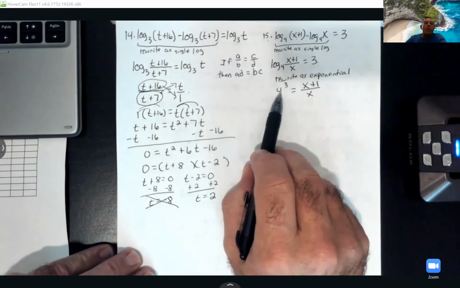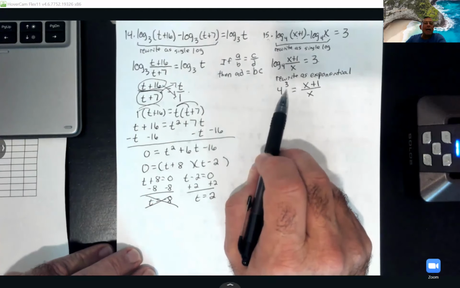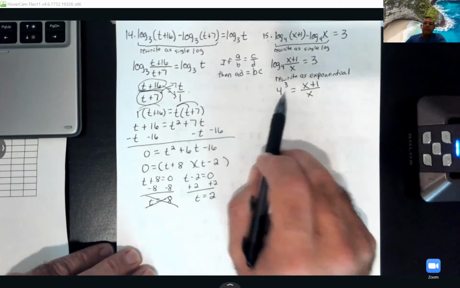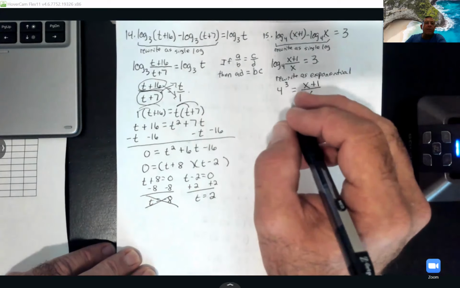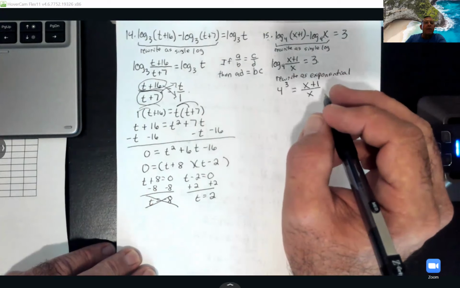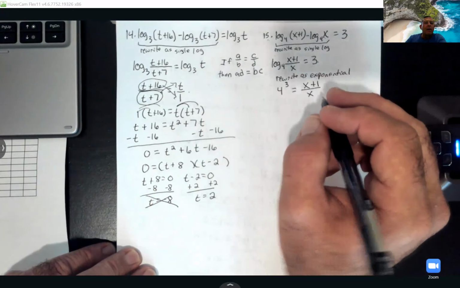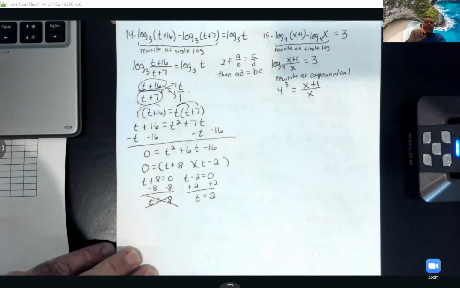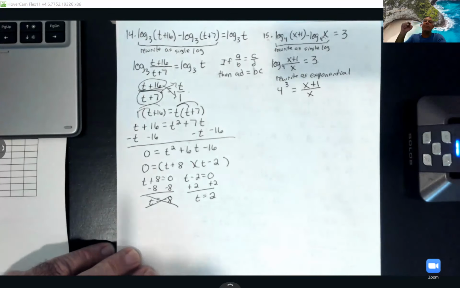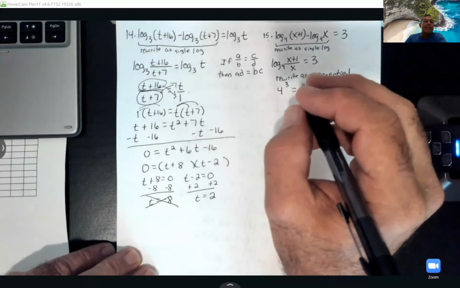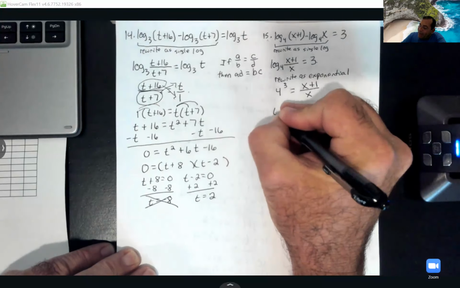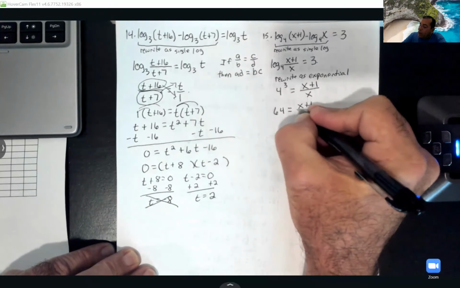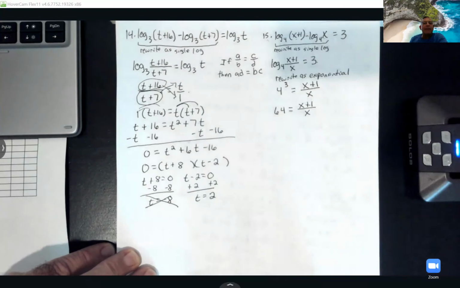So what is 4 to the third? That'd be 4 times 4 times 4. So let's see, 4 times 4 is 16. 16 times 4 is going to give me 64. There you go. So 64 will equal x plus 1 over x.